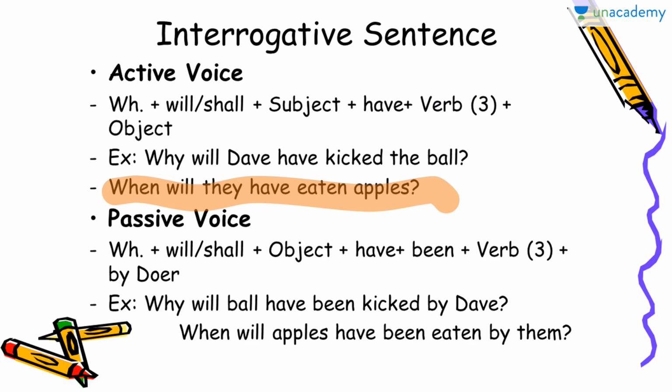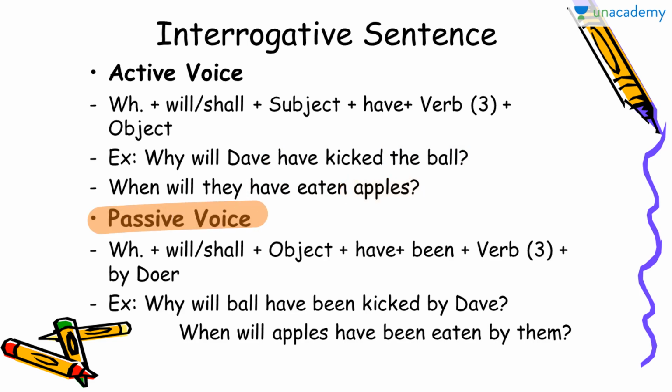So why here is the question word asking for the reason, when asking for the time. Will remains the same no matter in which number the subject is. Then the subject, have kicked, have plus verb third form, which is the past participle form. Then have eaten, again past participle and combination of have, and at last the object on which work is done.